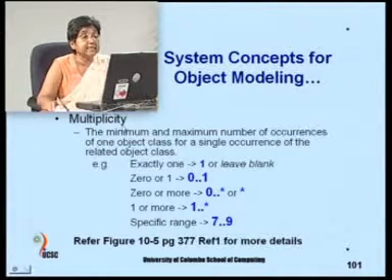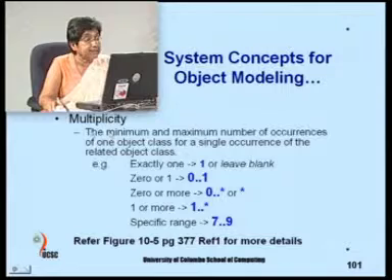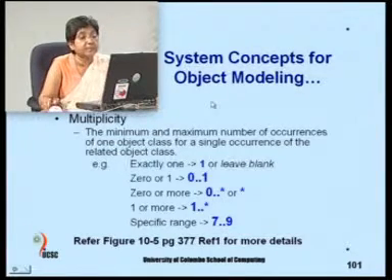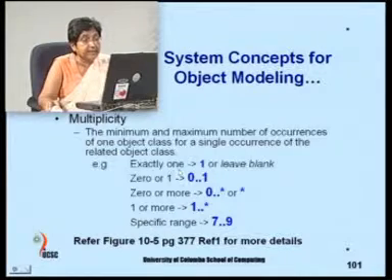So, multiplicity is another concept in object modeling. Multiplicity describes the minimum and maximum number of occurrences of one object class for a single occurrence of the related object class. If it is exactly 1, then you denote it with a 1 or just leave it blank.